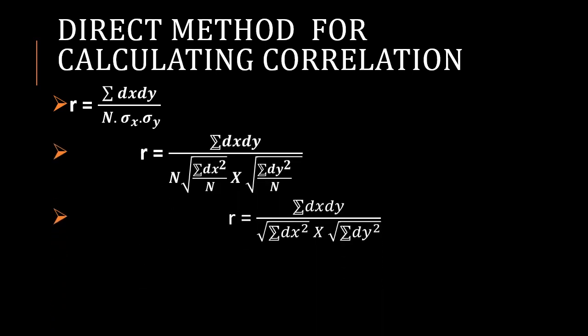Friends, in the last video, in the direct method, I told you three methods of calculating correlation. That is, correlation is equal to sigma dx dy divided by number of observations into standard deviation of x into standard deviation of y. Another formula where the standard deviation of x and y is put directly into the formula. And the last one is sigma dx dy divided by square root of sigma dx square into square root of sigma dy square. Friends, maximum this method is used for calculating correlation.